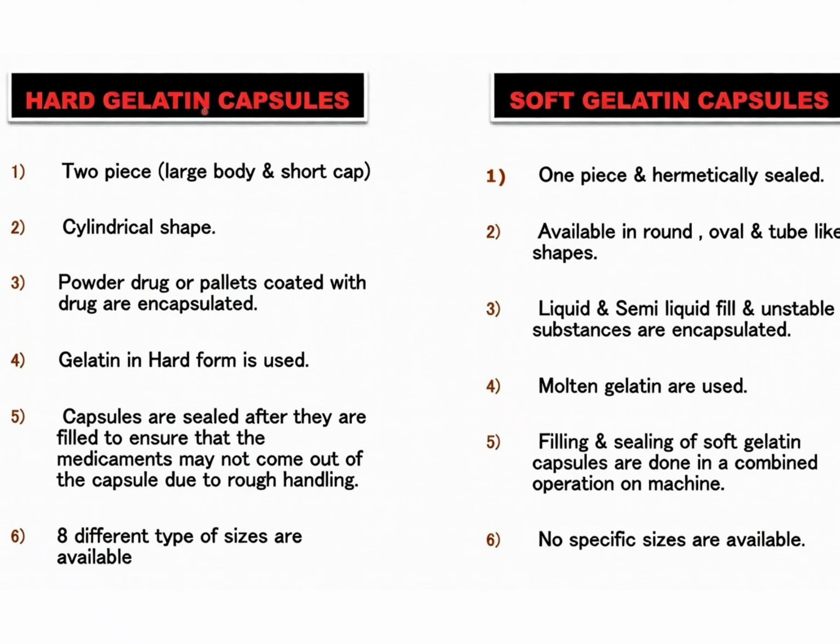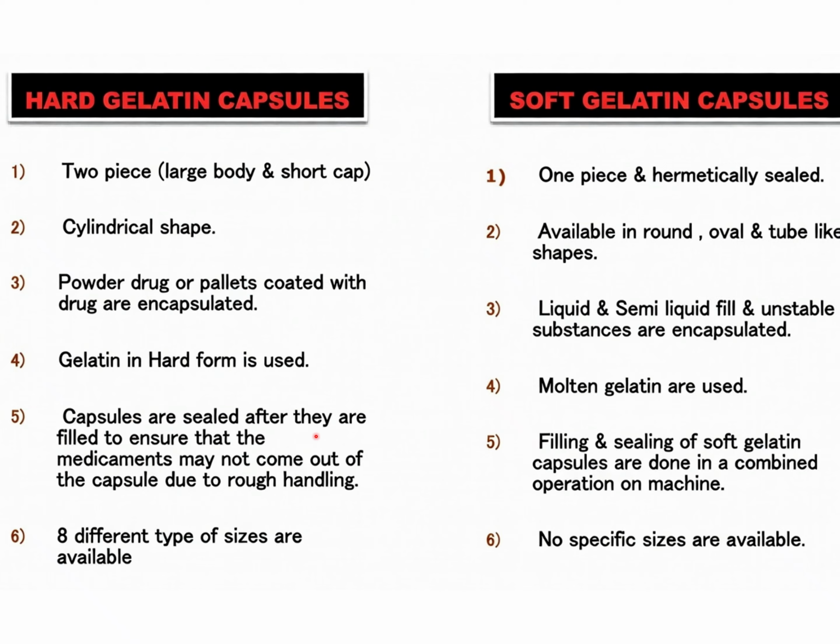So these are the basic differences between hard and soft gelatin capsule. It is two piece, it is one piece and hermetically sealed. Hard gelatin is cylindrical in shape and soft gelatin is available in round, oval or tube-like shape. Powder, drug or pellets coated with drugs are encapsulated in hard gelatin capsule, whereas liquid and semi-liquid fill and unstable substances are encapsulated in soft gelatin. Gelatin in hard form is used for hard capsules and molten gelatin is used for soft.